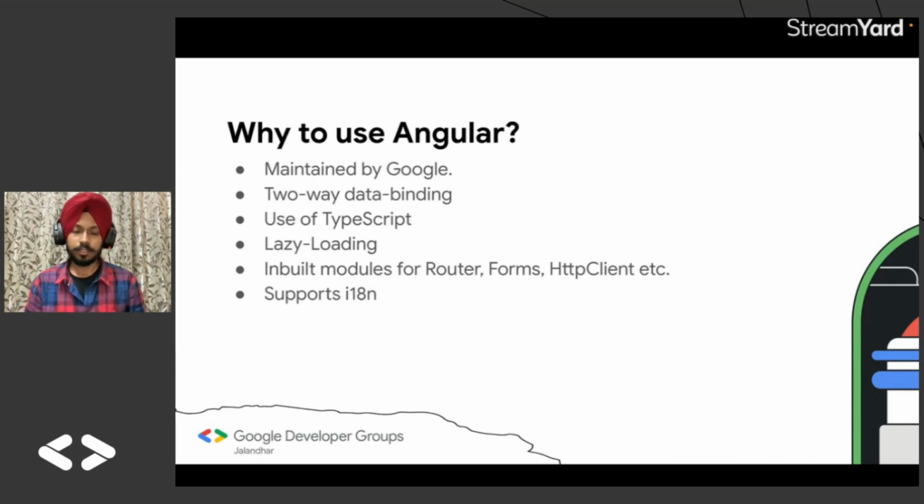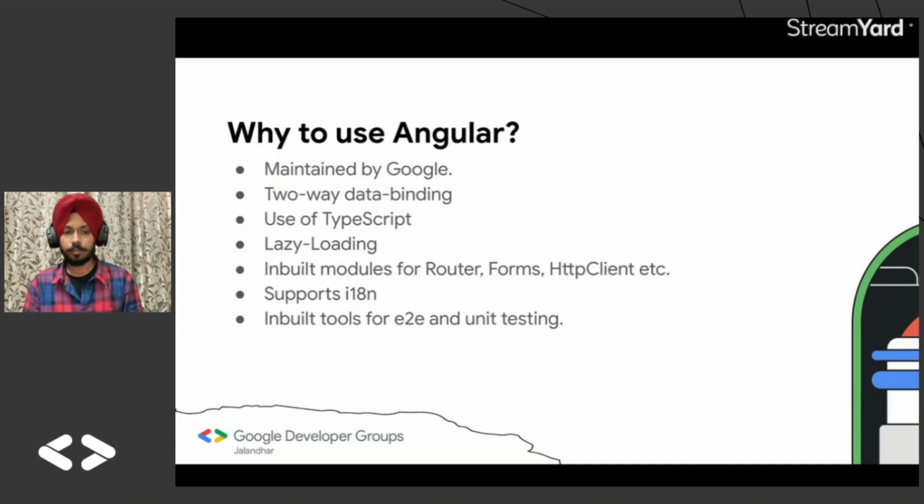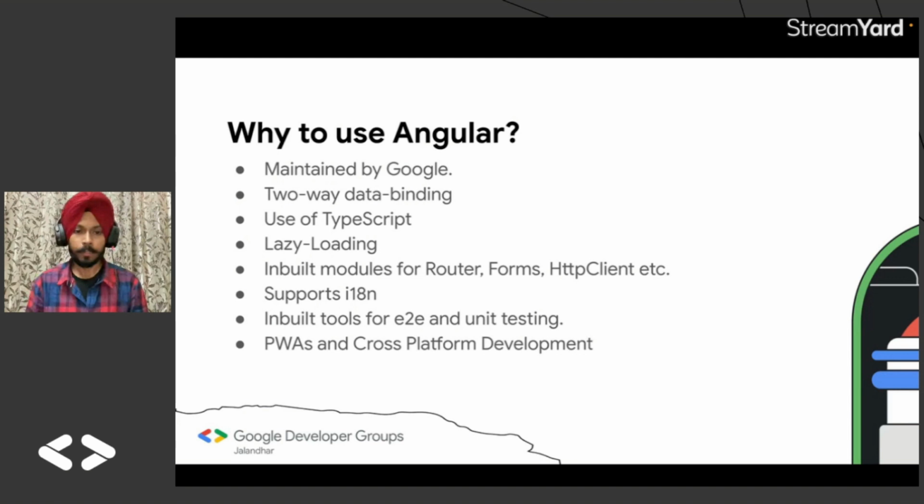It supports internationalization. So if you want to make an application that supports French, English and German, three different languages, we can do it with internationalization. It has inbuilt tools for end-to-end testing and unit testing. With the help of Karma and Jasmine, two tools that are provided inbuilt, we can do end-to-end and unit testing. Then PWAs and cross-platform development: you can develop progressive web apps and cross-platform mobile applications, desktop applications, iOS applications, Android applications, whatever you want, you can develop with Angular.